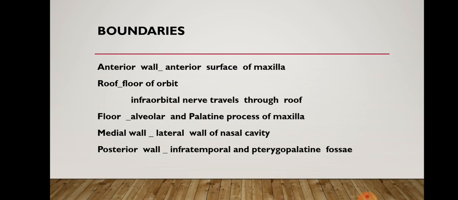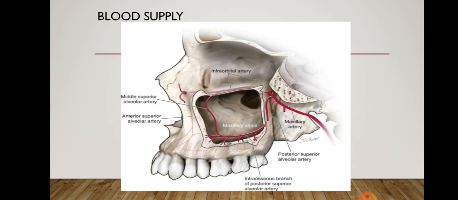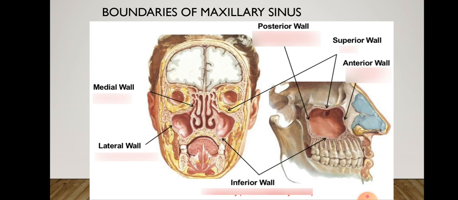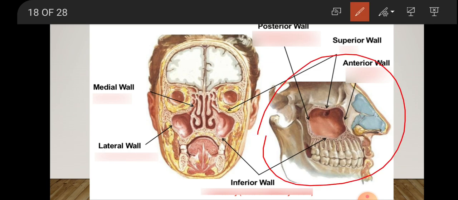Okay, so coming to the boundaries of this maxillary air sinus. We have the anterior wall, posterior wall, medial wall, roof, and the floor. The anterior wall is formed by the maxilla. So this is the picture: this is the coronal section on the left side, and this is the sagittal section on the right side. So this anterior wall is formed by the maxilla.